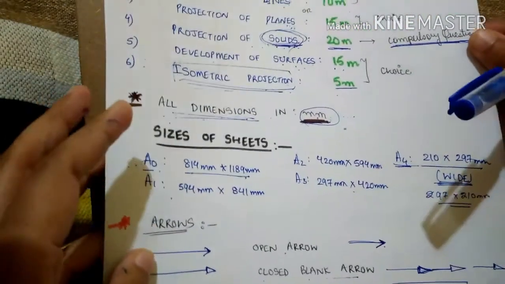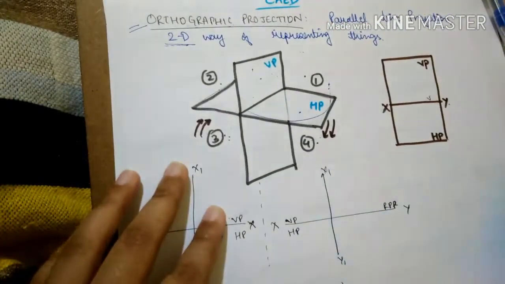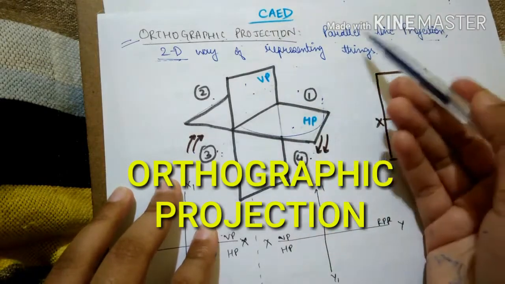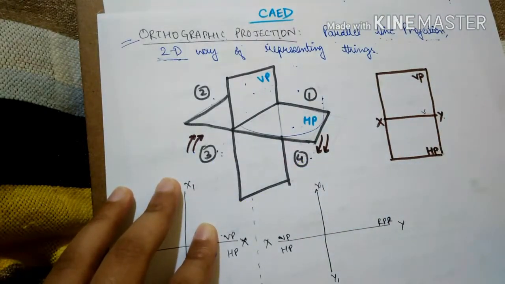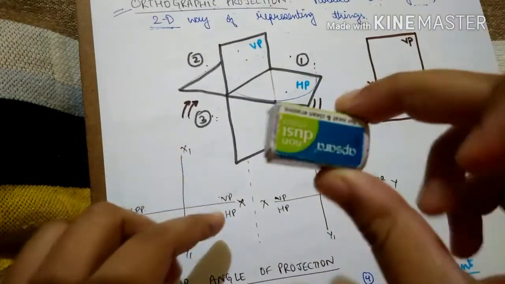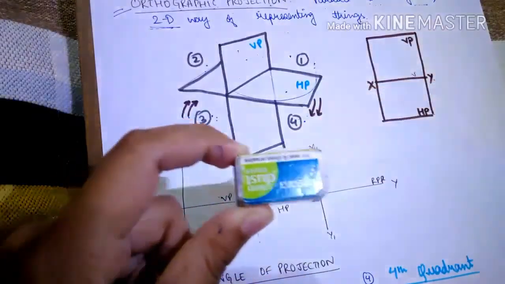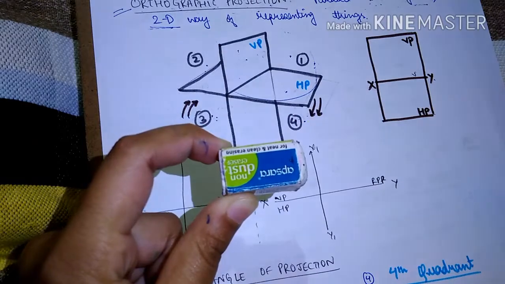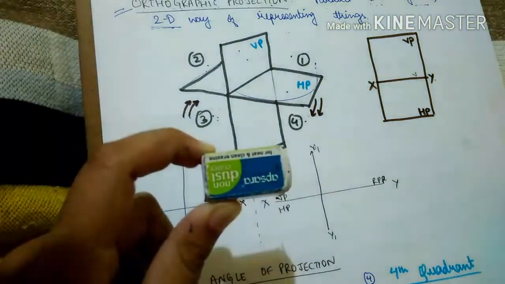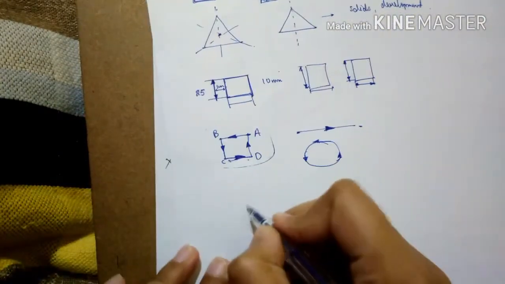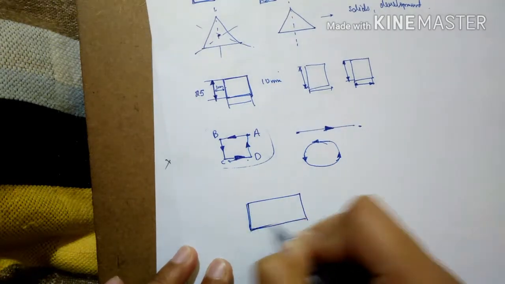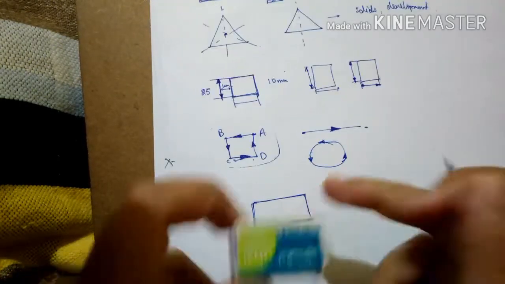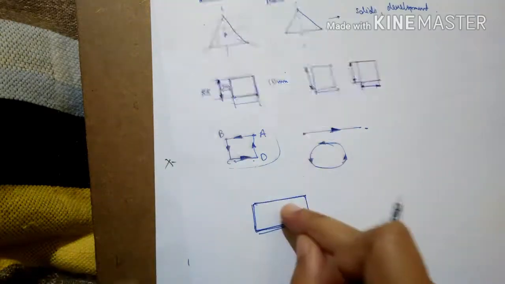Now, I talked about orthographic projection. What is orthographic projection actually? Basically, orthographic projection is nothing but a parallel line projection. What is parallel line projection? If I consider this eraser and project a light, I get a shadow of it, in the form of the bottom surface of this eraser. Now if I draw that shadow, I'll get the down surface as a rectangle. This rectangle will have the same dimension as the bottom surface of the eraser.